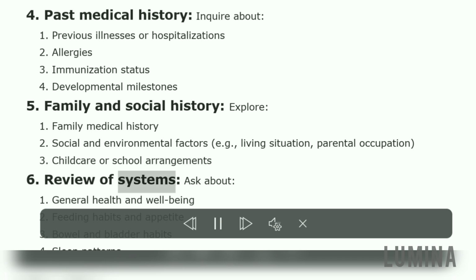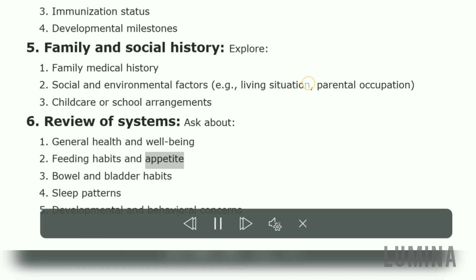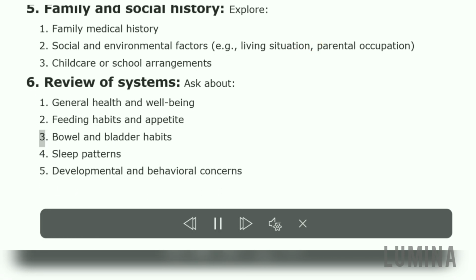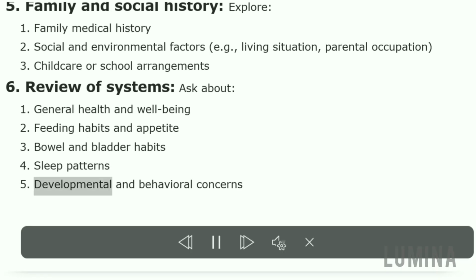6. Review of systems. Ask about 1. General health and well-being. 2. Feeding habits and appetite. 3. Bowel and bladder habits. 4. Sleep patterns. 5. Developmental and behavioral concerns.